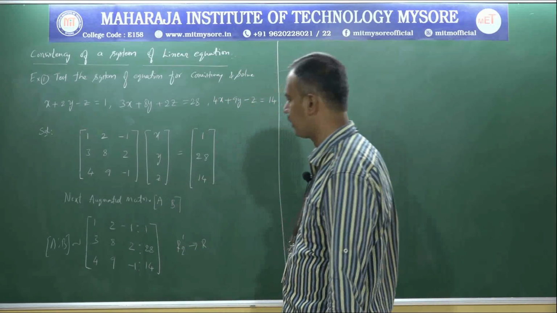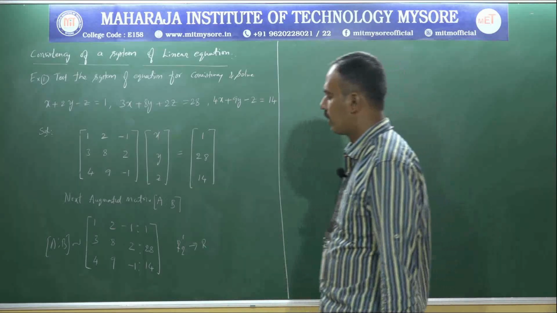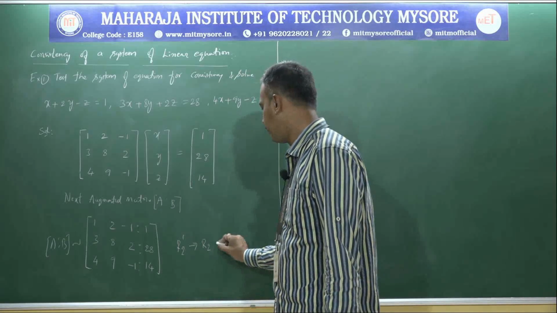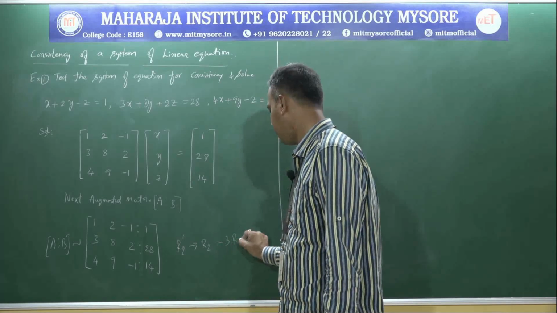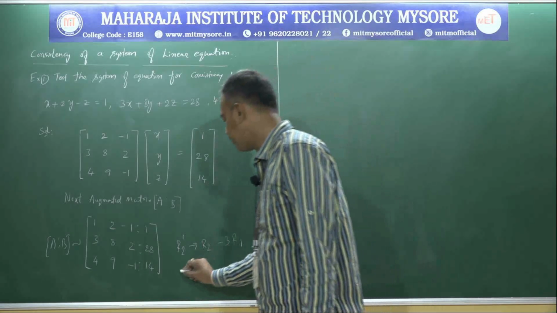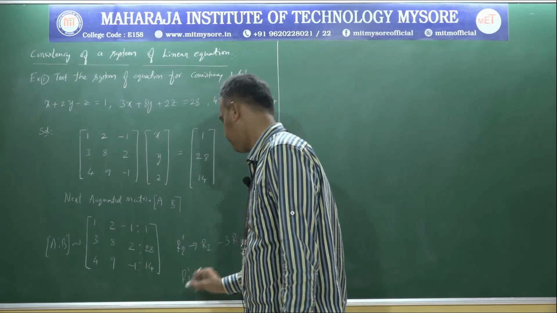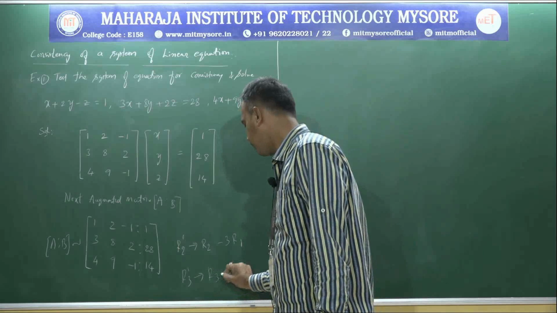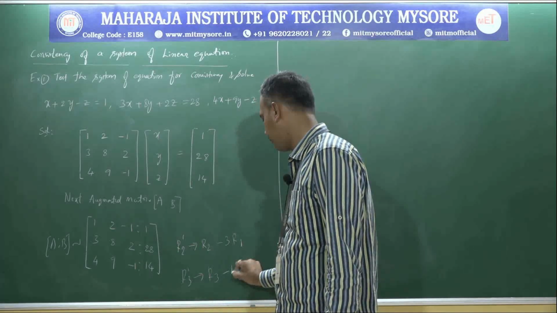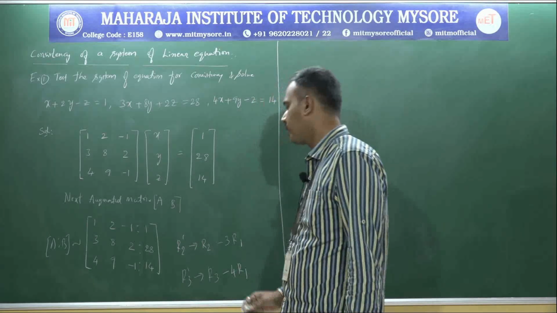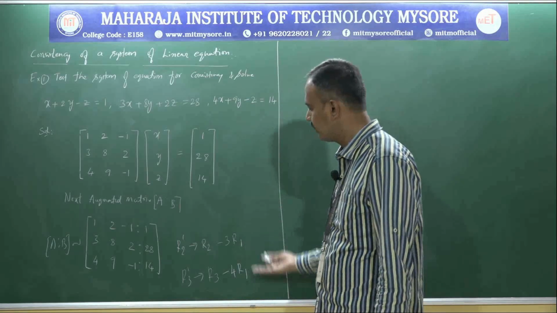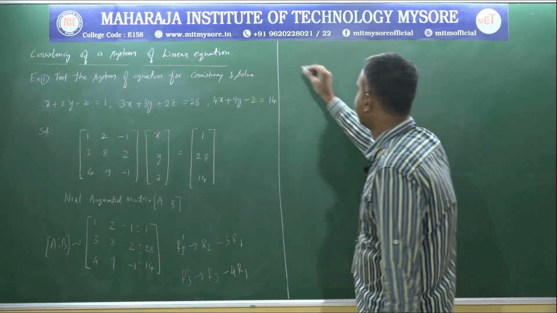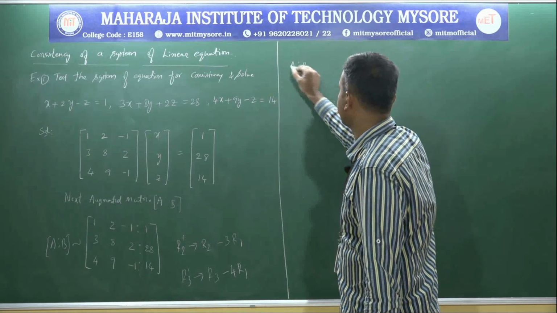Now R2 dash is R2 minus 3R1. Next, R3 dash changes: row 3 becomes R3 minus 4 times R1. We apply these two transformations to get the next augmented matrix.